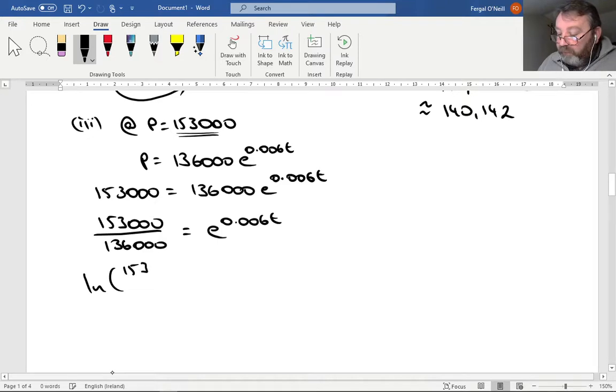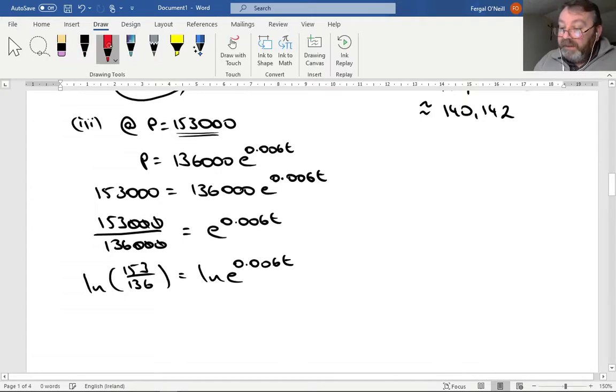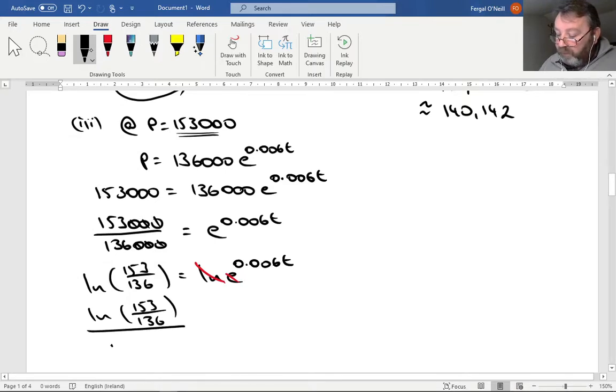Now I want to get rid of e, so I'm going to bring in the natural log on both sides. 153 over 136. Now don't forget, you can knock off the zeros when you're dividing. If there's the same number of zeros on top and the bottom, knock them off. So the natural log of 153 over 136 is equal to the natural log of e to 0.006t. And again, when the natural log and the exponent base are together in the same part, they will cancel one another and leave you just with the power to operate with. So now I'm going to divide across by 0.006. So the natural log of 153 over 136 divided by 0.006 is equal to t.